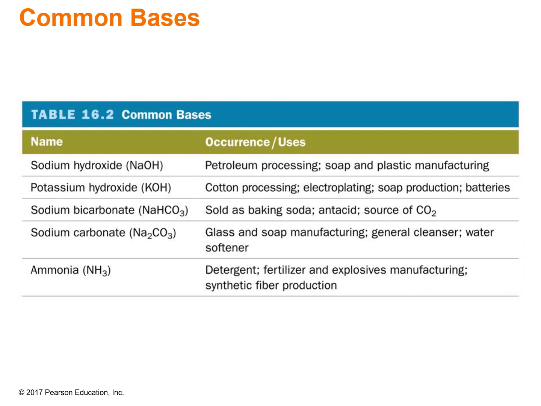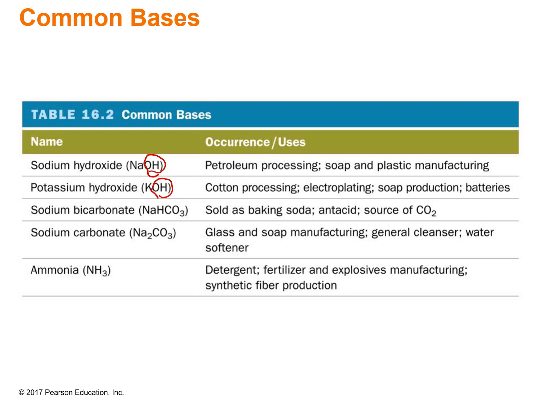So sodium hydroxide we use in the lab quite frequently. It can be used to make soaps and petroleum processing. Potassium hydroxide, so notice here we have the OH. The OH- is a previous definition that we used for bases. And so these are cotton processing for potassium hydroxide. Soap production can also be used in batteries.